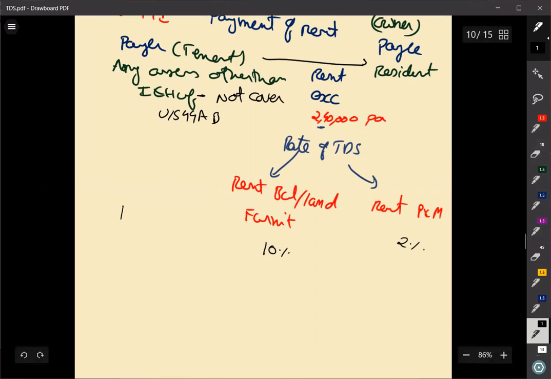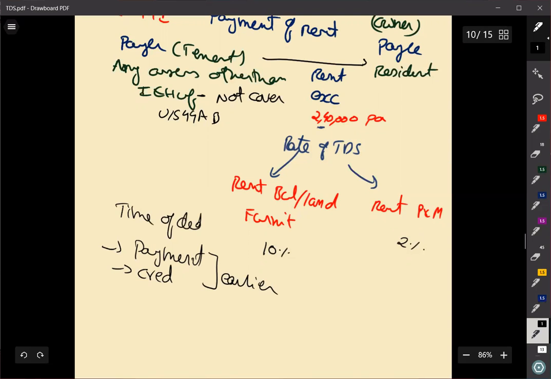The time of deduction is the same for all the provisions. What is the time of deduction? At the time of payment or credit to the account, whichever is earlier, within that period you are supposed to deduct the TDS. That's what applies for 194I. So just take it down. Once this is done, we'll move on to the next. A few other sections are there. With that, we are about to finish off your TDS chapter.